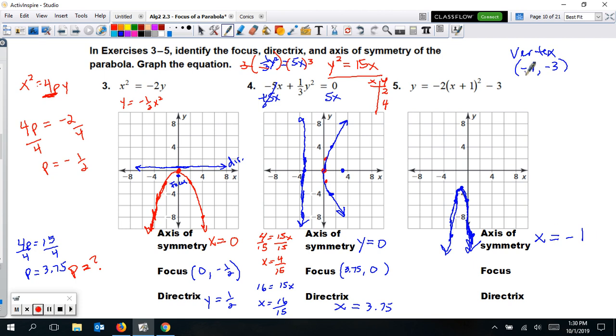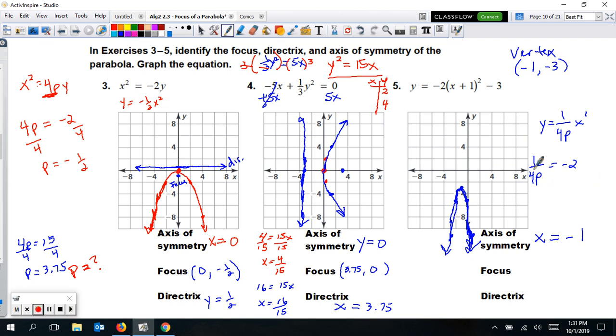Just x equals the number of the vertex for x. Focus, we need to figure out again what is P. So in this case, we have -2. But remember, this is the one where it has the y equals. So it's more like this, where y equals 1 over 4p, and then you have your x squared part. So really, -2 is going to be this fraction. So we could say 1 over 4p is equal to -2.